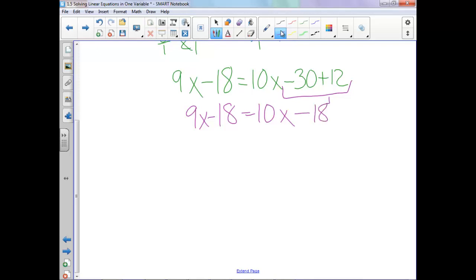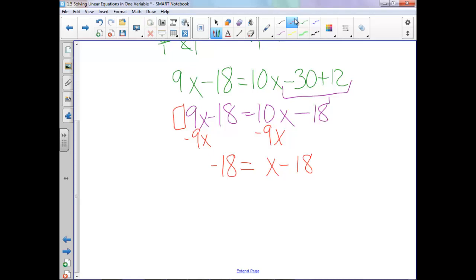And now it doesn't matter whether you move the x's to this side and the numbers over here, or the numbers on this side and the x's over here. It doesn't matter. So I'm just going to pick a way. So let's go ahead and subtract our 9x. And notice we're subtracting because it was positive here. There's no sign, it's positive. So we're left with negative 18 on this side. 10x minus 9x is just x, then minus 18. Notice we combined the x's because they're like terms, they both have an x.